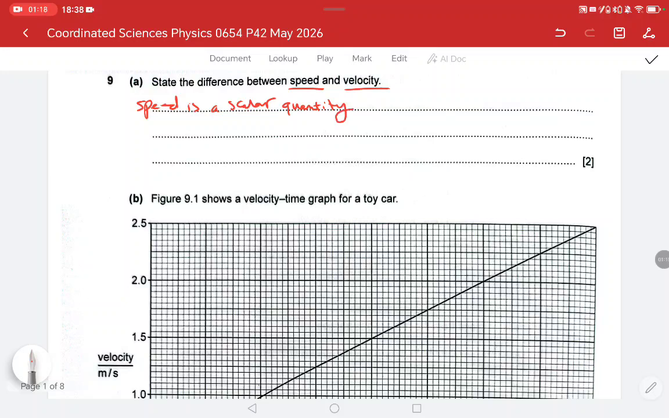And what does it mean, scalar quantity? It means it has only magnitude. Okay, magnitude, or what we call size. Magnitude only. So how about velocity? Velocity, it's a vector quantity.